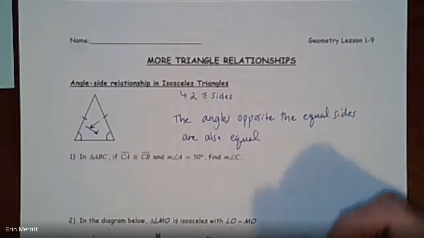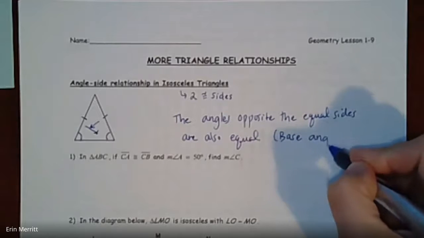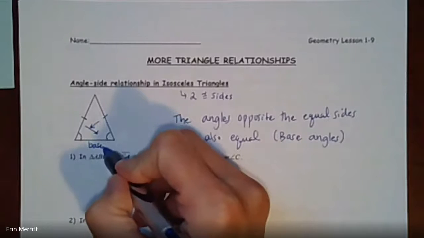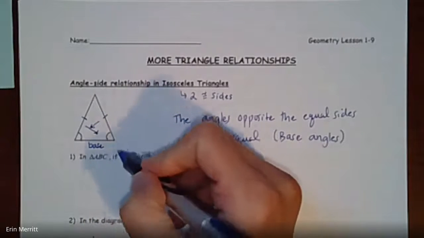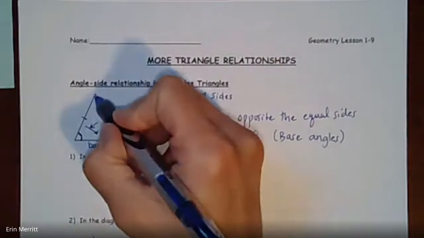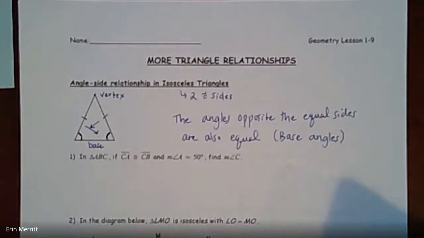And these are referred to as the base angles. Right? So this is the base of the triangle, and therefore here at the bottom, these are the base angles. The top here is referred to as the vertex. So if you hear a question where it says, in an isosceles triangle, the vertex is this, find the base angles, that's what they're talking about.